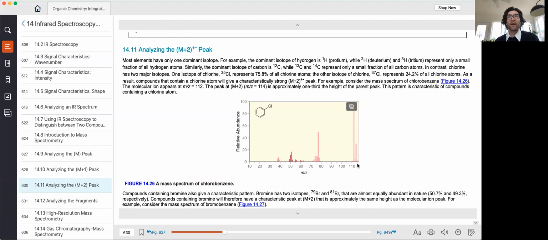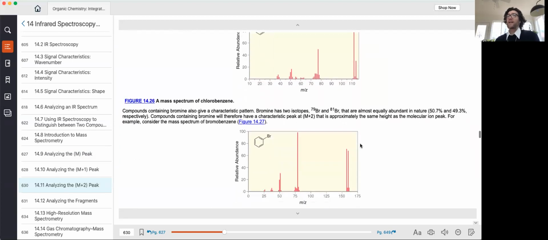It's worth noting that there's also an M+1 peak because of the natural abundance of carbon-13, as well as an M+3 peak, which comes from the very small chance that there is a natural carbon-13 present at the same time that there is chlorine-37 present.